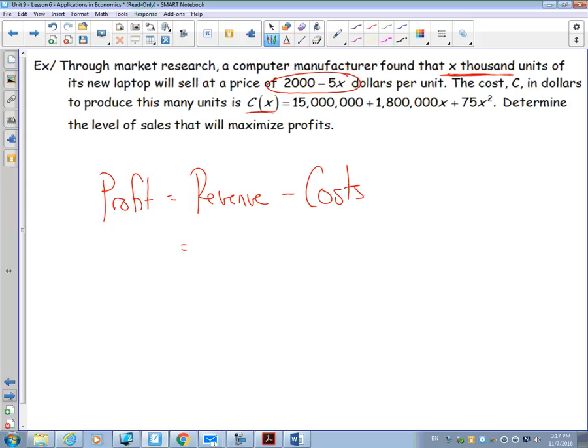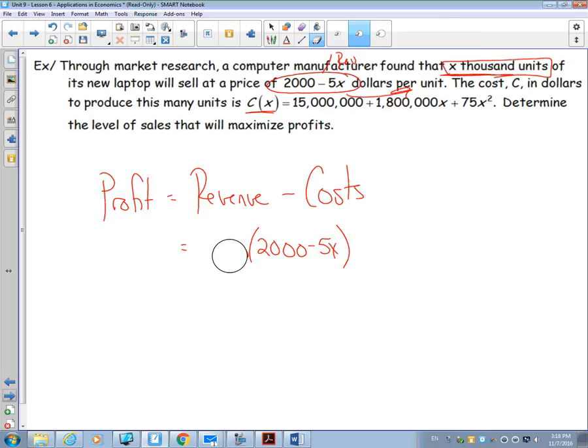So what do we know about our revenue? We know we bring in 2,000 minus 5x. That's our revenue for every one that we sell. Actually, sorry, for every 1,000 that we sell. So how much money do we actually bring in? We bring in 1,000x times 2,000 minus 5x, right? It's 2,000 minus 5x per unit, x thousand units. So we're going to multiply those two things together. Oops, I missed a number there. 1,000x. Sorry.